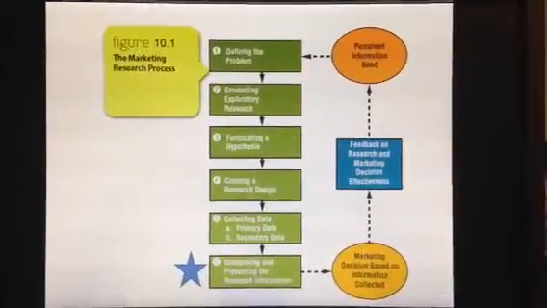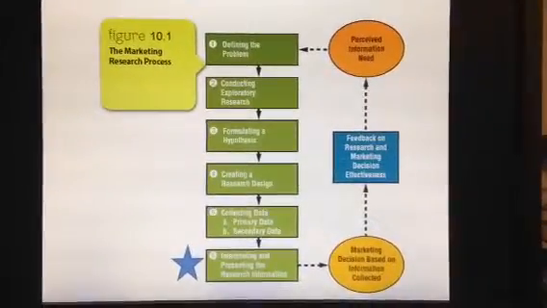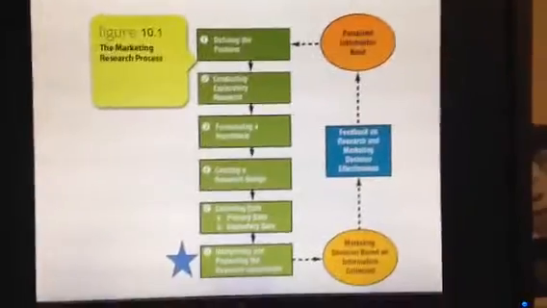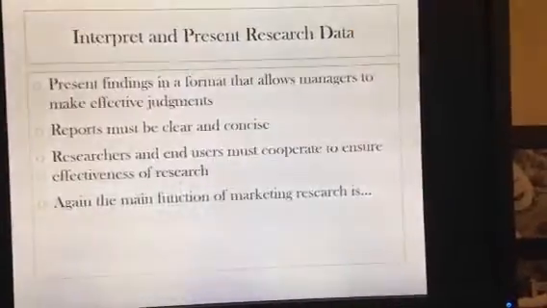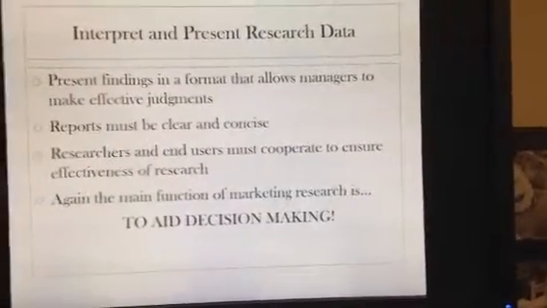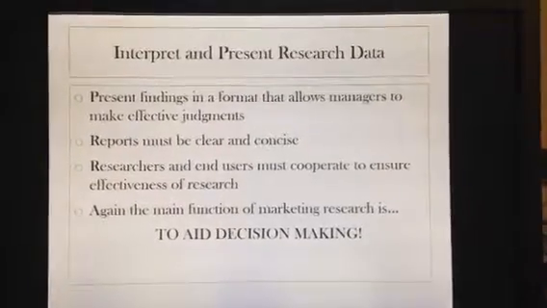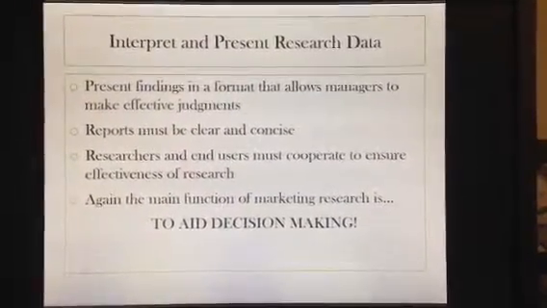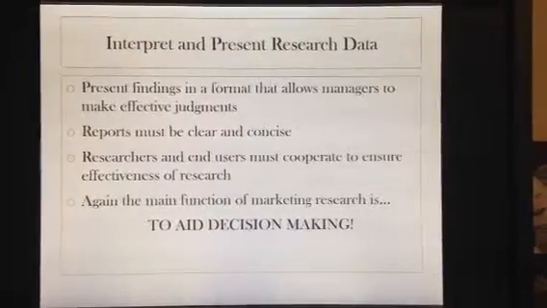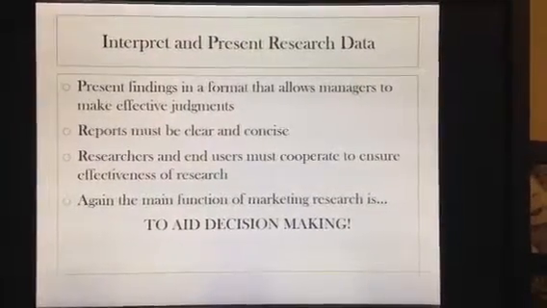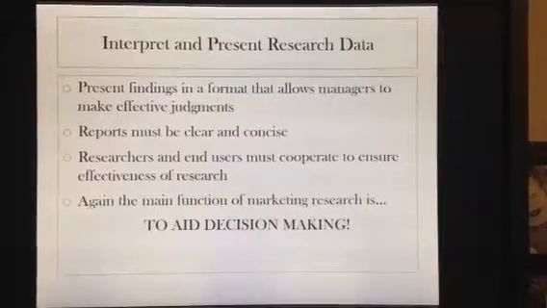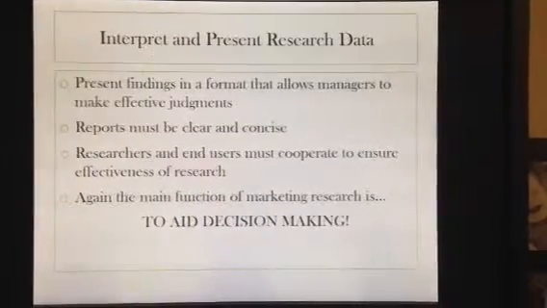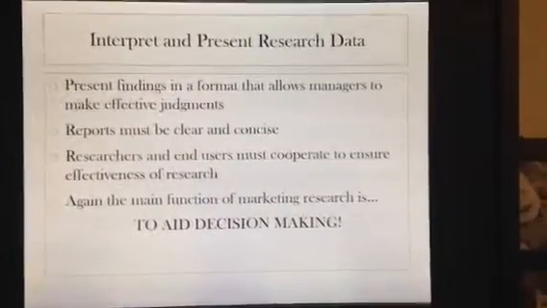Okay, the last step in the marketing research process is interpreting and representing the research information. Again, the main function of marketing research is to aid decision making. So when we have results, we want to make sure that we report the results clearly and concisely, to ensure that the effectiveness of the research can help aid decision making.